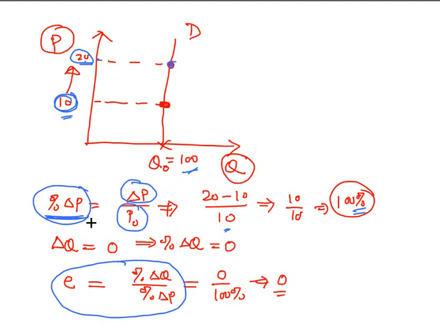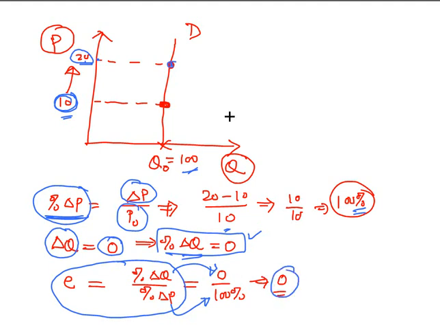And what is the percentage change in the quantity? Percentage change in the quantity will be change in the quantity divided by original quantity. Since there is no change in the quantity, it is 0, so your percentage change in the quantity will also be 0, right? So what will be elasticity? Percentage change in the quantity is 0, and change in the price is 100%, so 0 by 100 is 0. So in this case elasticity is 0. It means that whatever the change in the price, there will be no change in the quantity, so quantity will remain constant, right? Now this is perfectly inelastic. Why perfectly inelastic?